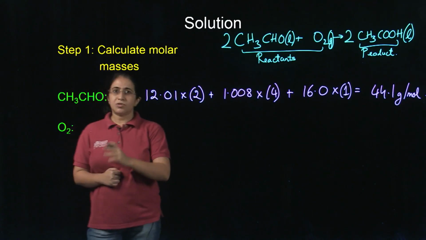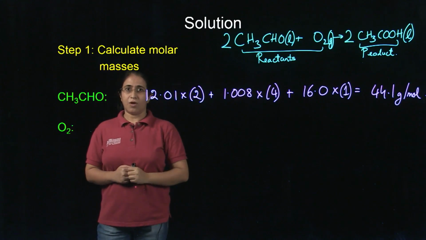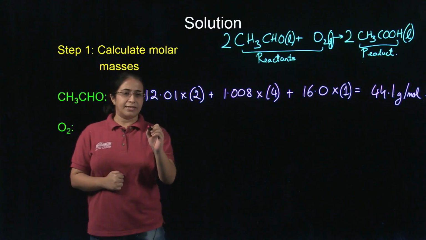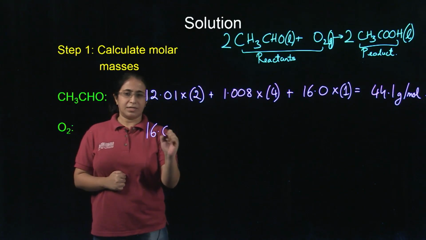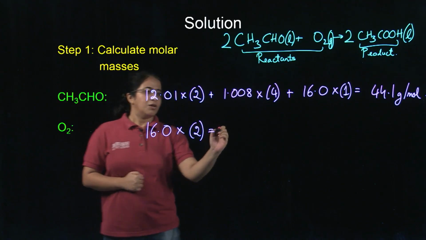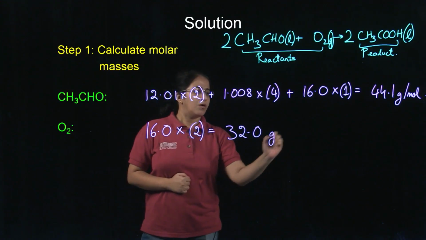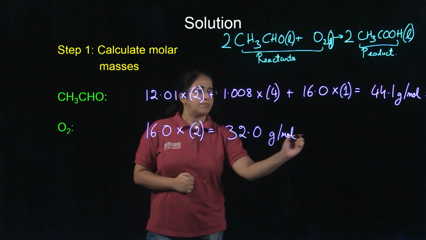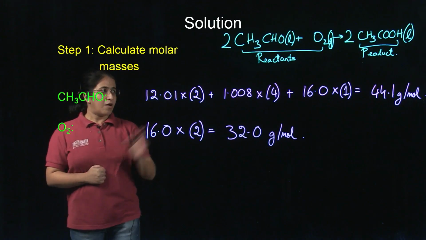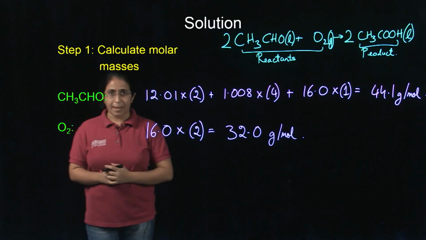Okay? So now let's do the same for oxygen. In oxygen molecule, there are only 2 atoms of oxygen. So we need to multiply the atomic mass of oxygen, which is 16.0, times 2. Okay? So the molar mass of oxygen is going to be 32.0 grams per mole. All right. So now after we calculate the molar masses, now we can proceed to the next step.